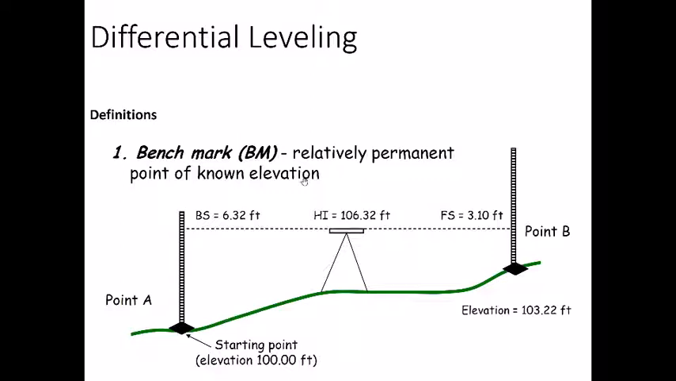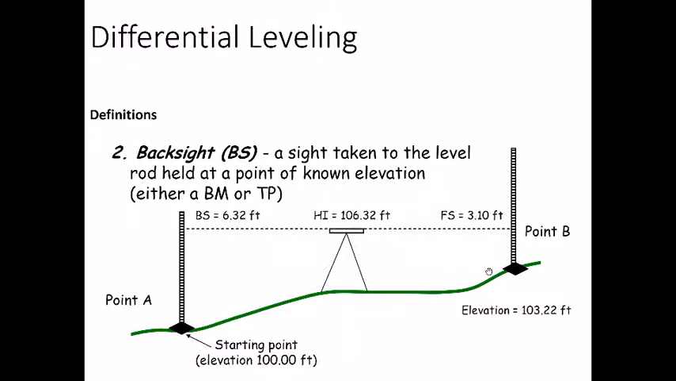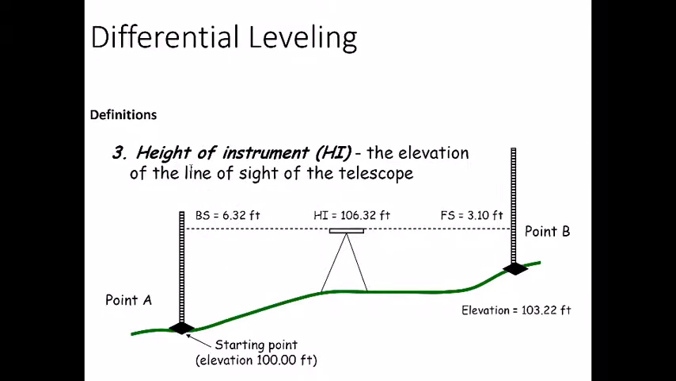So, just a quick review of the definitions. Benchmark was a point whose reduced level is known. So in this case, this was the benchmark earlier. And once you have found out this value, now we have two benchmarks over here. Now, whenever you place your instrument somewhere, the first reading that you take, usually it is taken at a point whose reduced level is known. That reading is called backsight. When you add backsight to the value of the benchmark, that becomes your height of the instrument.